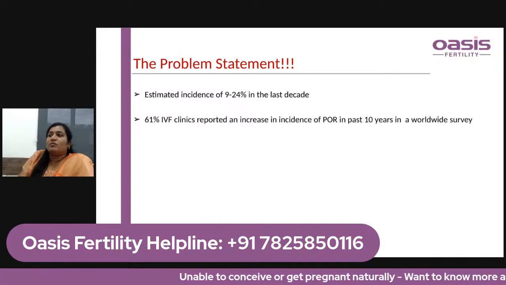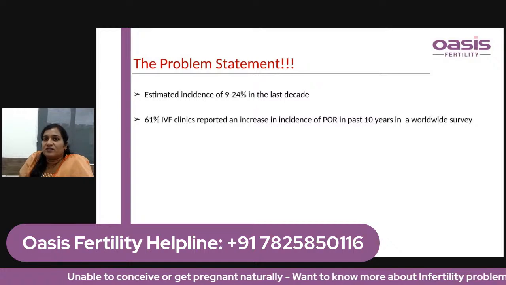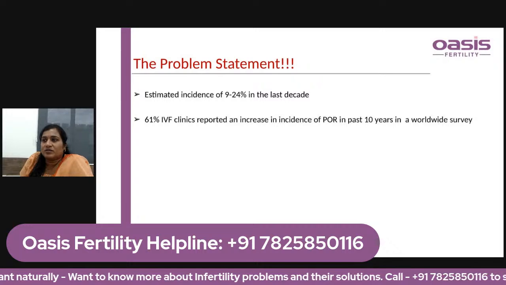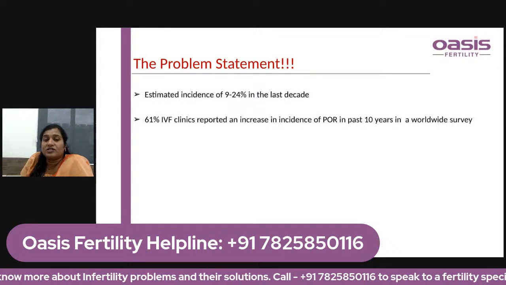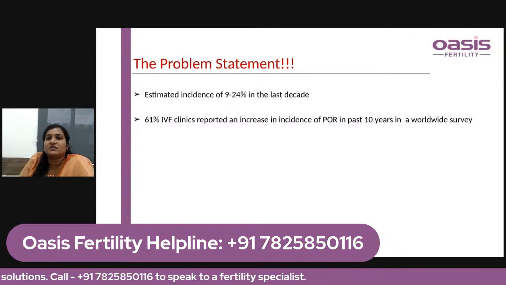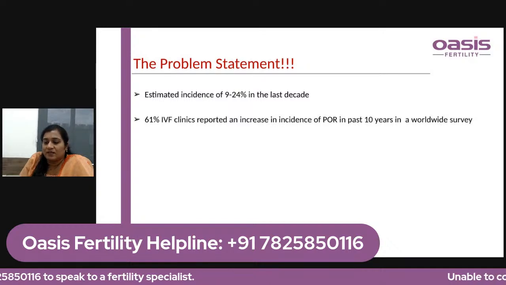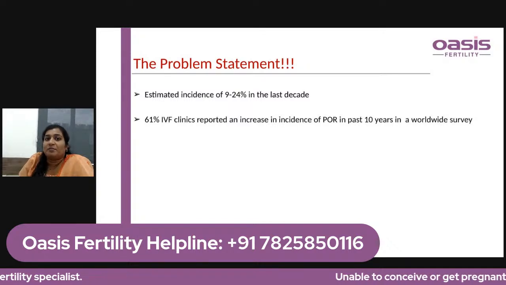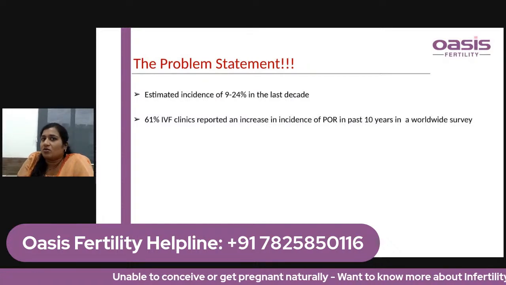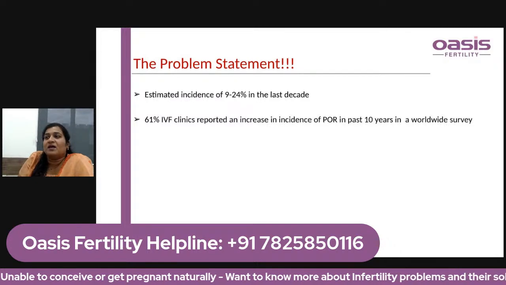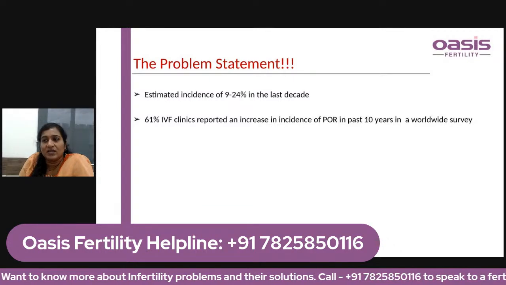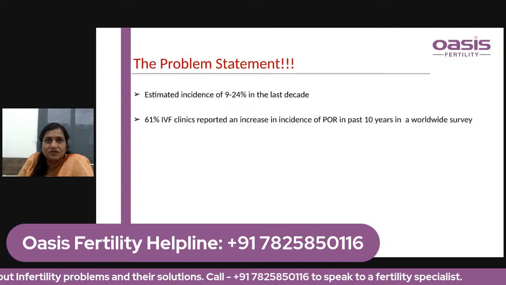And how many women do have this condition of poor ovarian reserve and response? Around 9 to 24% is the incidence, and it has been gradually increasing. 61% of the IVF clinics have reported an increased incidence in poor ovarian reserve. In the last 10 years, there has been a rapid increase in both PCOS on one end, where the female has lots of eggs, but none of them are having proper quality. And in the opposite spectrum is the poor ovarian reserve, where the woman is having very less number of eggs to begin with, and this is very difficult to treat.